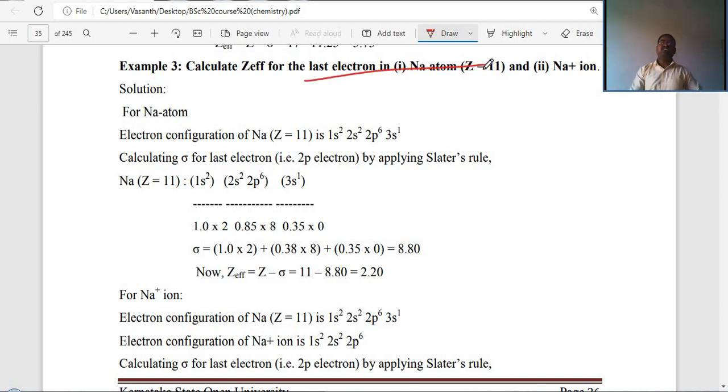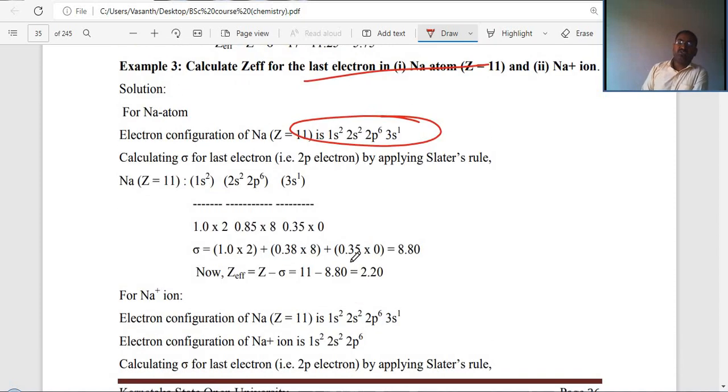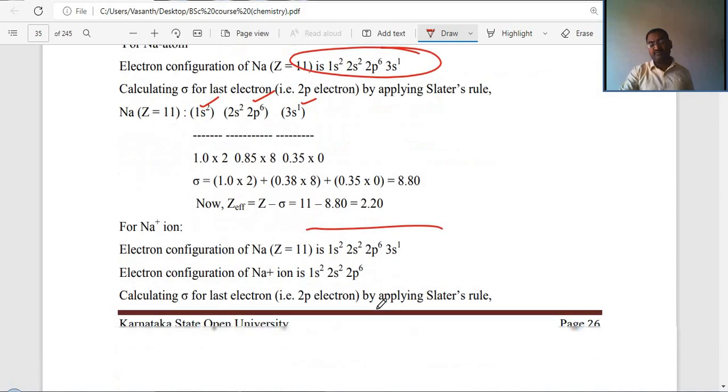Calculate the effective nuclear charge for the lost electrons of sodium and the Na plus ion. The electronic configuration of sodium is 1s2, 2s2, 2p6, 3s1. Here 2 electrons, 8 electrons, and a single electron. We just have to calculate, and what we are getting is 2.20.